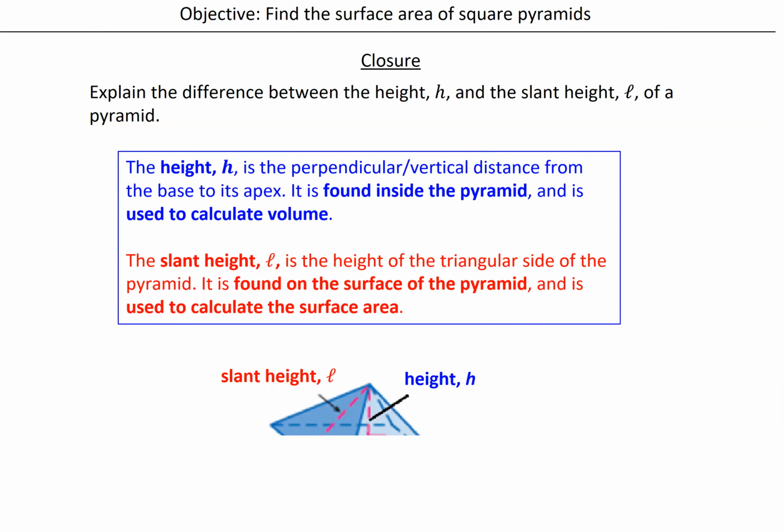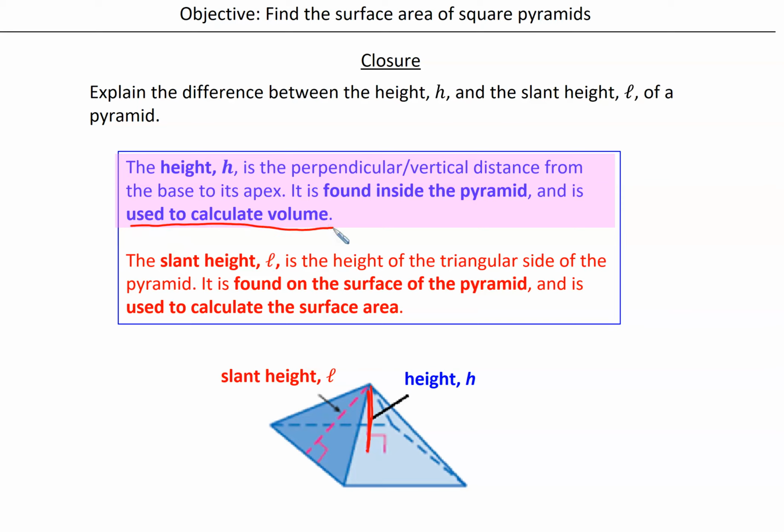All right, let's take a look here. So hopefully you came up with something similar to this. So the first sentences in blue are describing height H. So the height H is the perpendicular or vertical distance from the apex to the base of the pyramid, or you could say from the base to its apex. It's found inside the pyramid right here, and if you recall, it's actually used to calculate the volume of a pyramid. When we learned about volume of pyramids, we needed our height H.